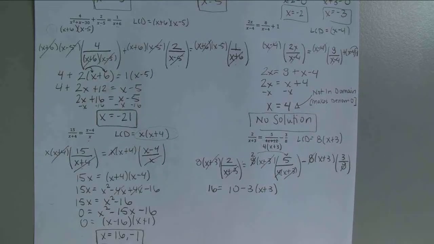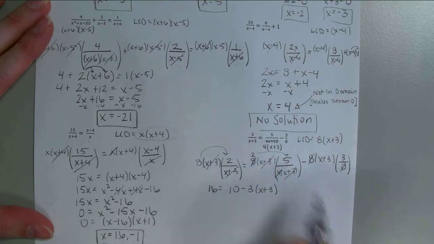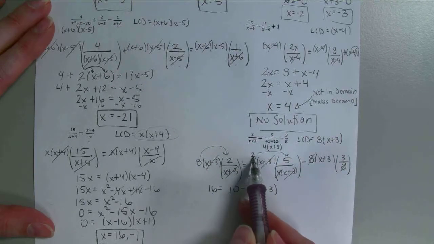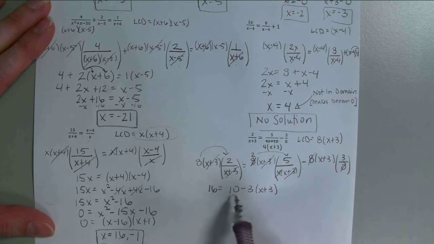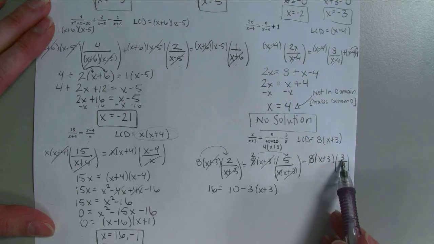So the x plus 3 is canceled out with the first one. That left us with 8 times 2, or 16. The x plus 3 is canceled out with the second one, and the 4 also reduced the 8 to a 2, so we're left with 2 times 5, or 10 down here. And then here, only the 8's canceled, so we're left with an x plus 3 and a 3, so I just bopped them in front there.